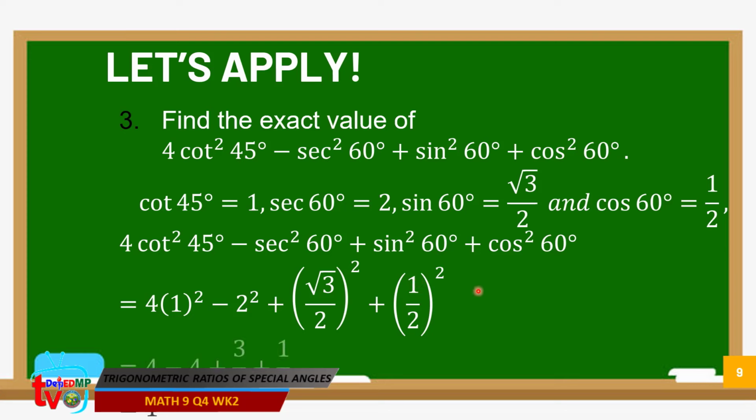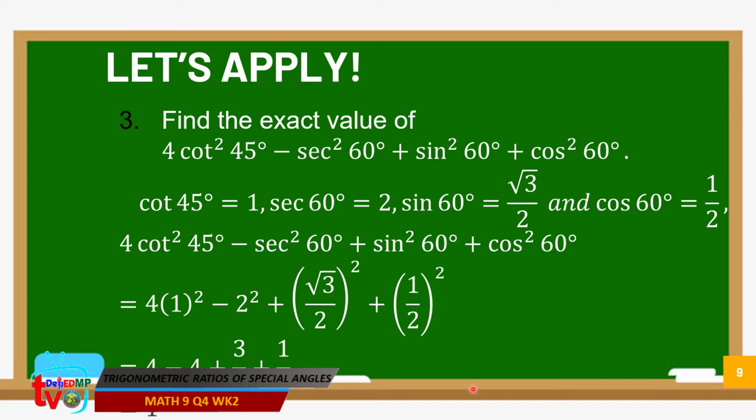And now let us simplify. 1 raised to 2 is 1 times 1, which is simply 1. 1 times 4, 4. Next, 2 raised to 2 is 2 times 2, which is 4. So we have here 4. Next, square root of 3 times square root of 3 is simply 3. And 2 times 2 is 4. Last, 1 raised to 2 is 1 times 1, 1. And then 2 raised to 2 is 2 times 2, that's 4.